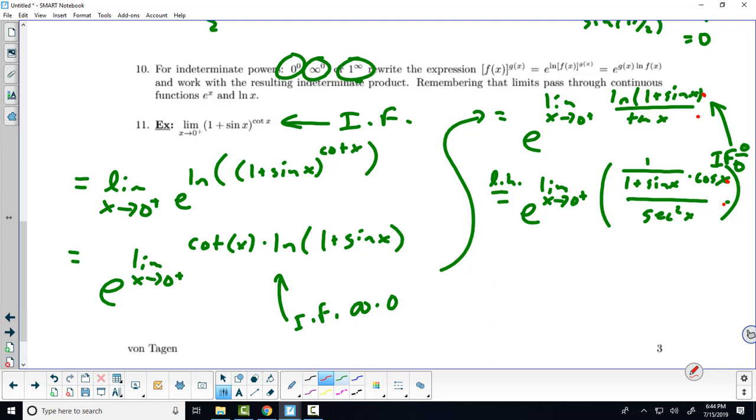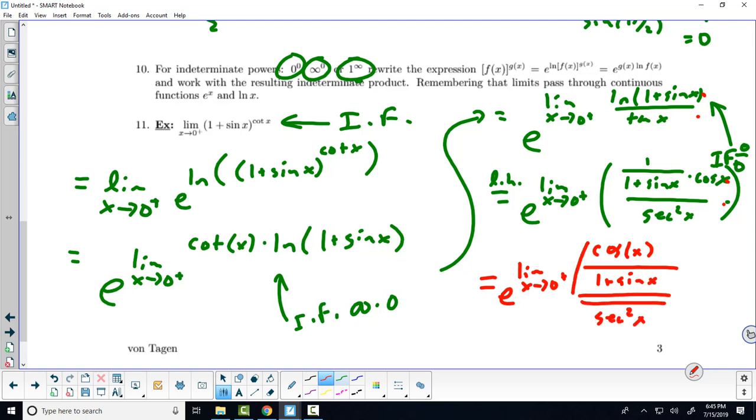Okay. Are we out of the woods? I think we are. Let's just do one more line to clean it up. That's e to the limit as x approaches 0 from the right. Actually, it's not really going to clean it up much. Maybe it wasn't worth writing. Cosine x over 1 plus sine x, all divided by secant squared x.